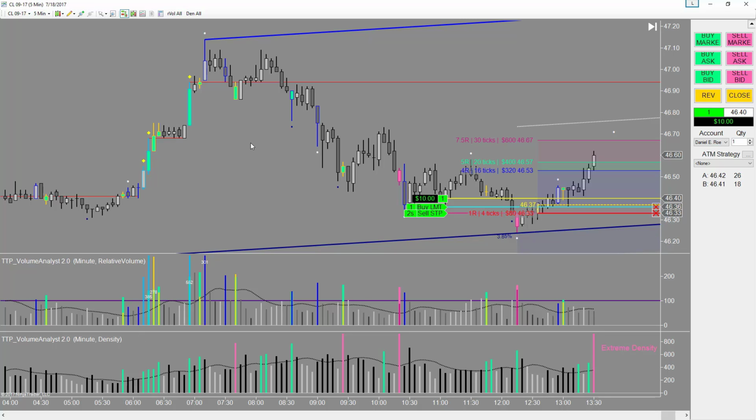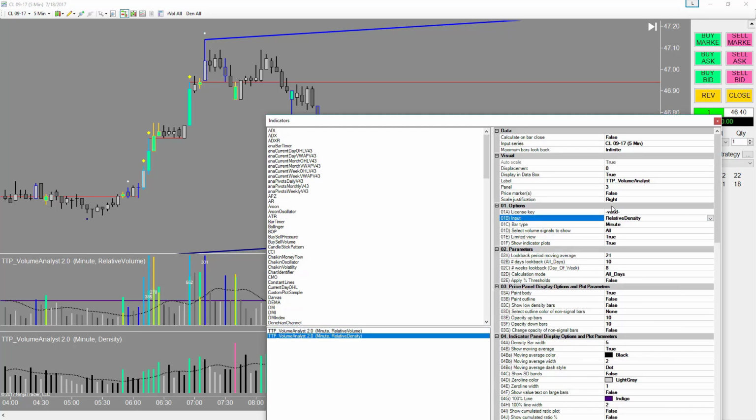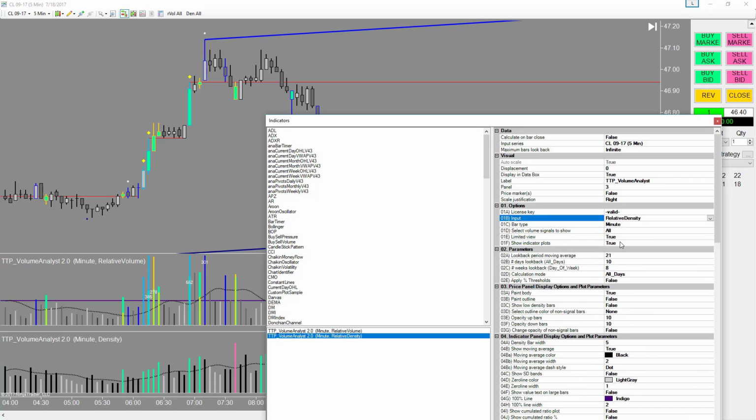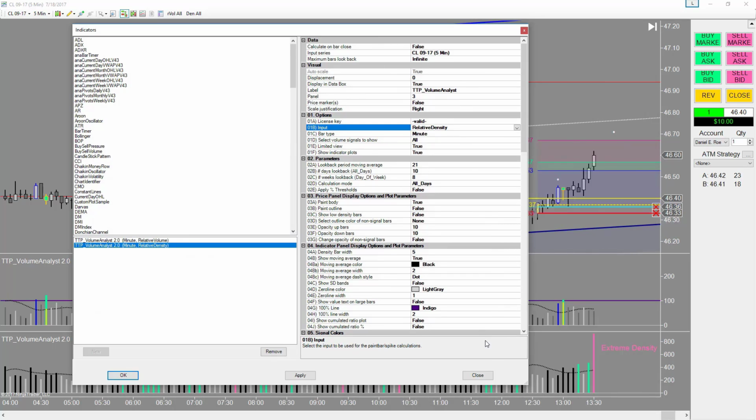We also have the relative density, which is here. And you'll notice that with each input, there are different sets of properties. So the properties are dynamic and they change with the input that you've selected here. So with the relative density, we're performing the same relative calculation as we do for the relative volume, only using volume per range as the input for the relative calculation.